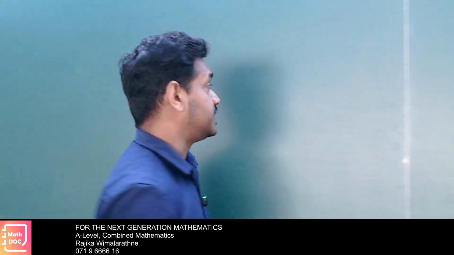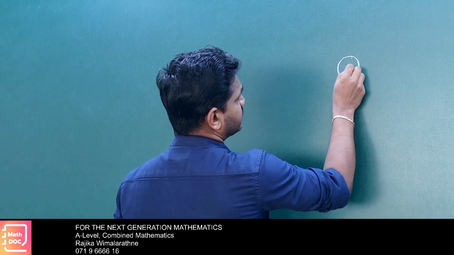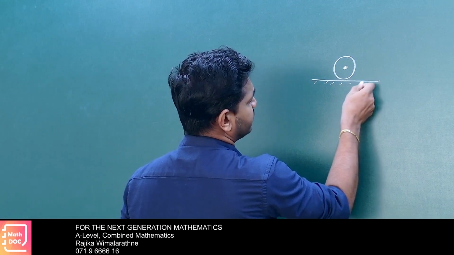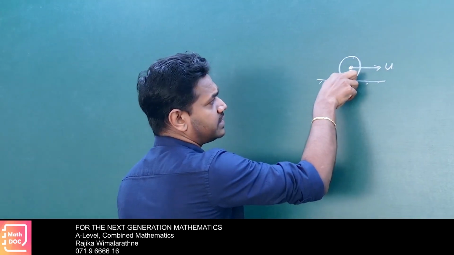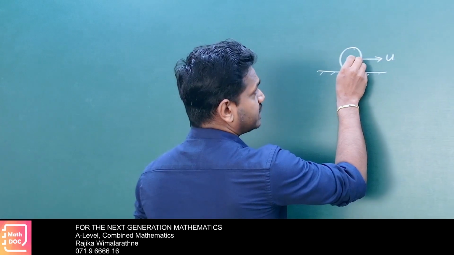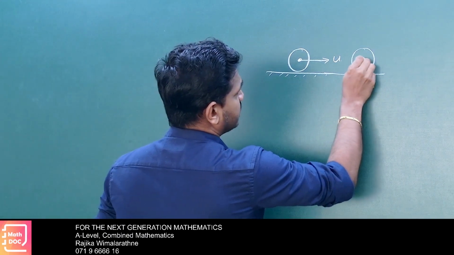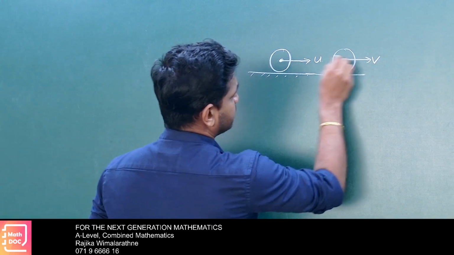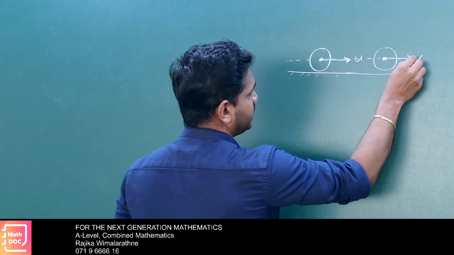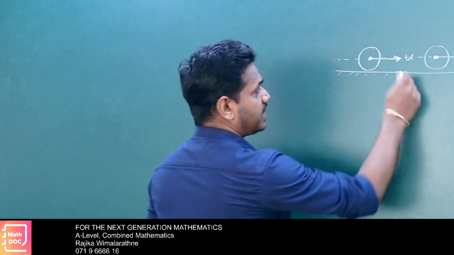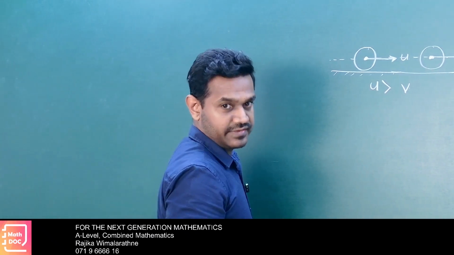So when you consider two spheres, here consider a sphere, here is its center, on a horizontal surface. Let's give velocity u to this center. Then take another sphere with velocity v along the line joining the centers. When u is greater than v, definitely they will collide, no?